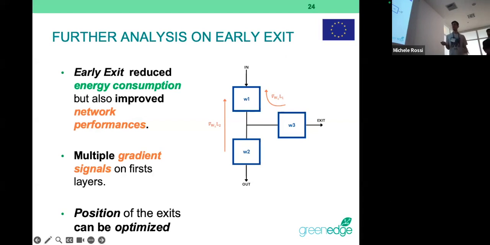Another improvement that can be done with early exit is using another hyperparameter, which is the position of the exit. So when you are training your model, you can select the position. You can put this exit wherever you want, and look at which position is the best one.